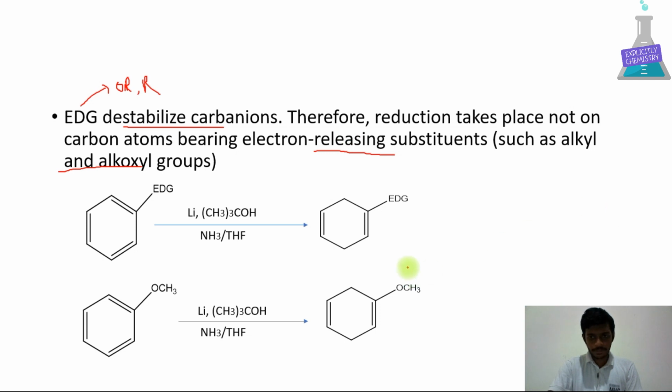There is one trick. If an electron donating substituent is present, it will be present at an sp2 carbon. For an electron withdrawing group, it will be present at the sp3 carbon. This is a simple trick.